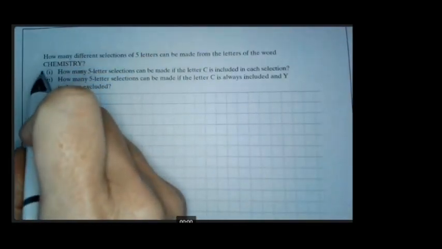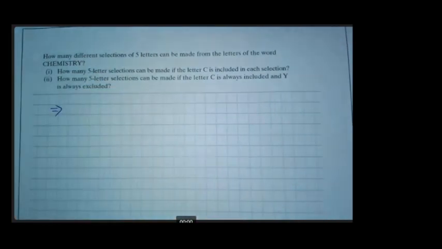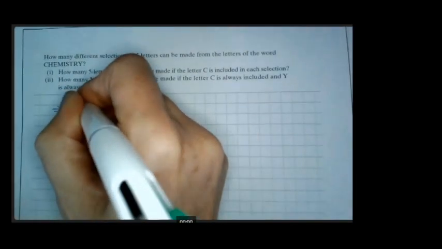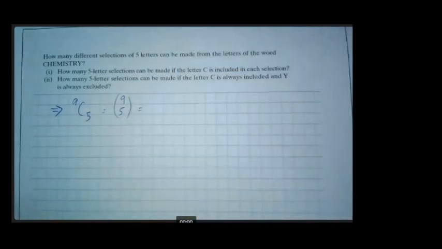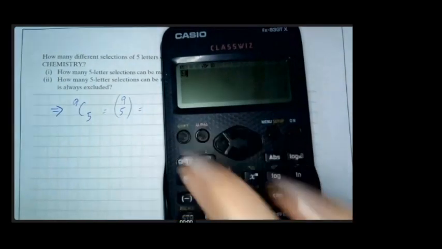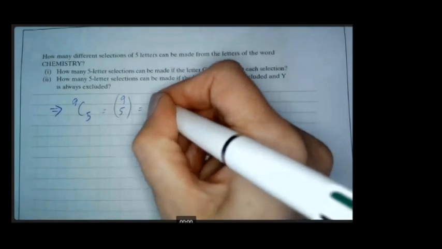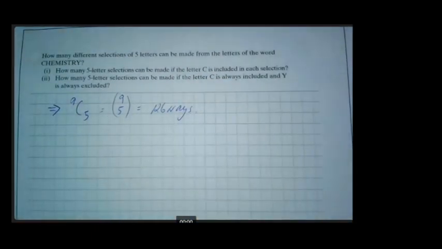Let's see, how many letters do I have? 1, 2, 3, 4, 5, 6, 7, 8, 9. So there's 9 letters in chemistry, and I need to choose 5. There's no other restrictions than that. So it is 9C5. And of course, 9C5 is 126. Same calculation as the last one, actually, just by fluke.